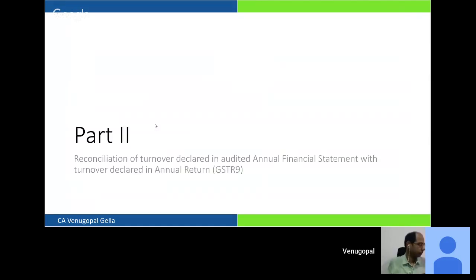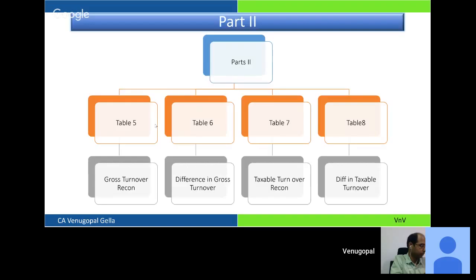I will move on to part 2, which is important information, which is reconciliation of the turnover declared in the audited financials with the turnover declared in the annual returns. So here the SSE has the ownership to identify whatever is the turnover as per PAN and segregate it GSTN-wise. This GSTN-wise segregated PAN turnover would be audited by the GST auditor.